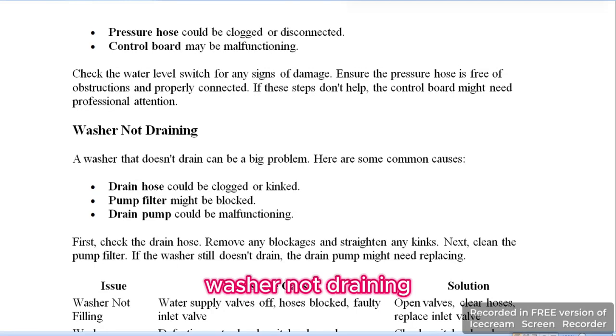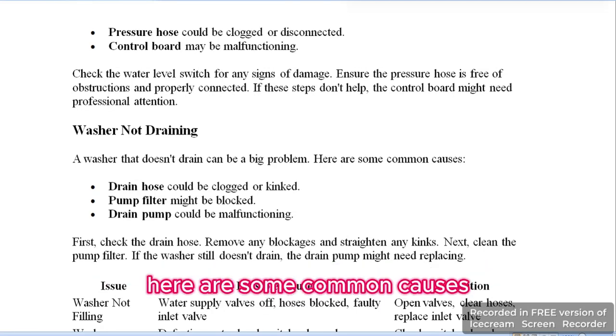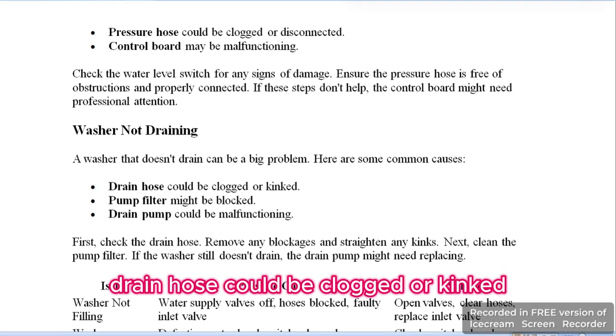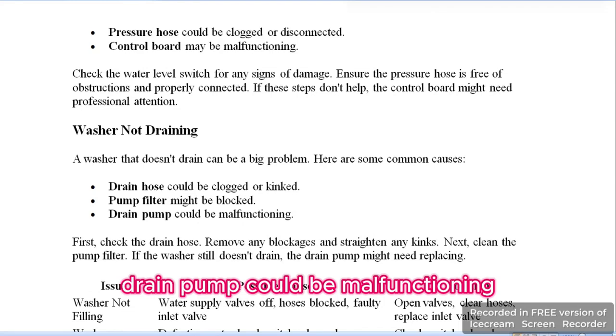Washer not draining. A washer that doesn't drain can be a big problem. Here are some common causes. Drain hose could be clogged or kinked. Pump filter might be blocked. Drain pump could be malfunctioning.